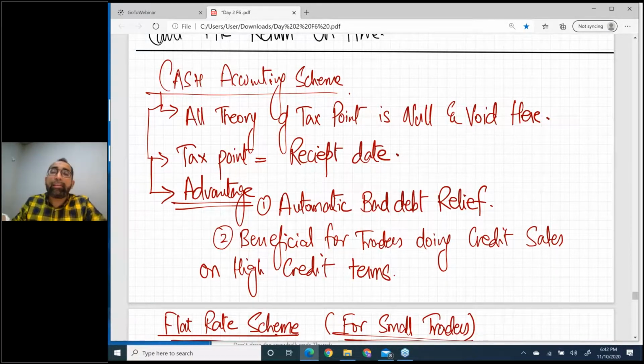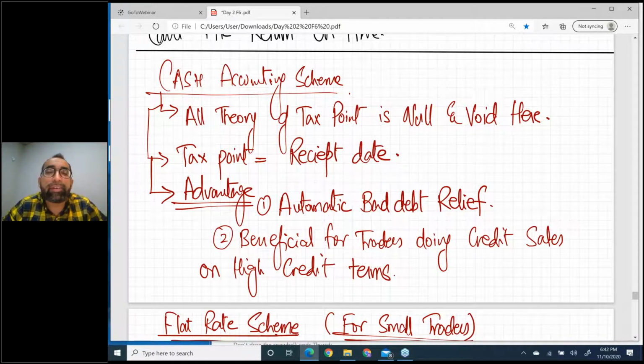That means if you receive cash from your customer, then pay to government. No need to pay on invoice basis. No need to pay VAT from your own pocket. No need to block your money. So what are the advantages of the cash accounting scheme?